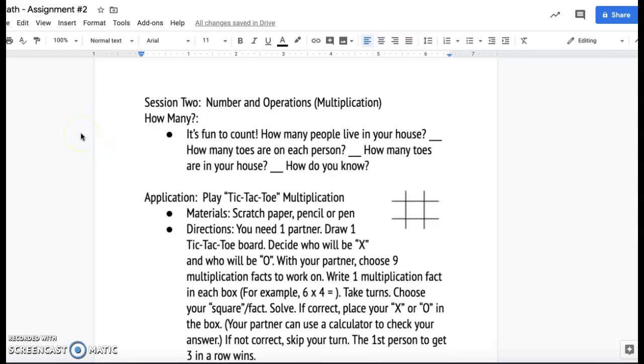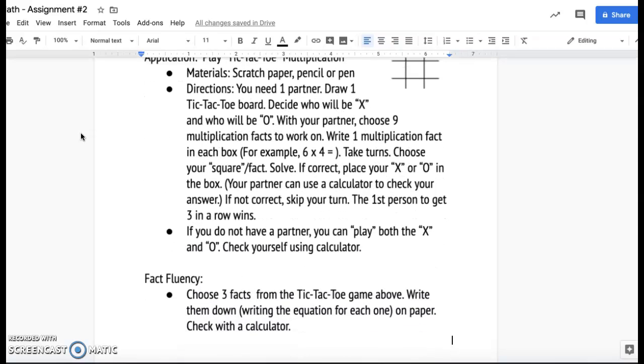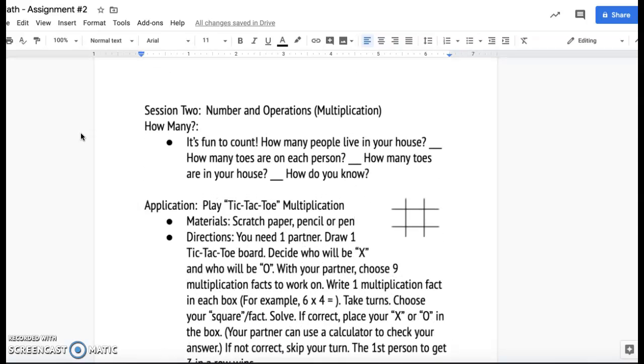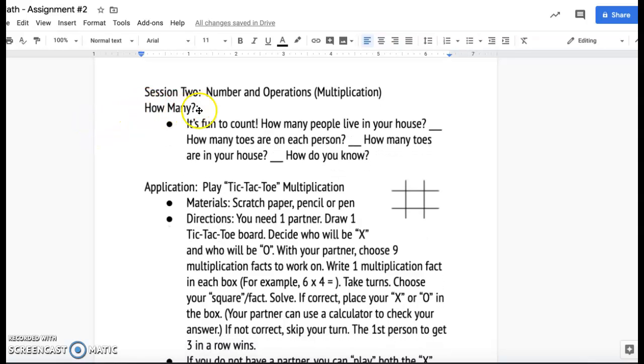Okay, this is your math assignment number 2, and there's kind of 3 sections to this math assignment, so I'm going to go over each one. The first one says, how many?